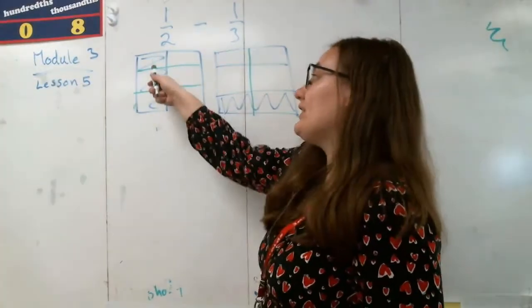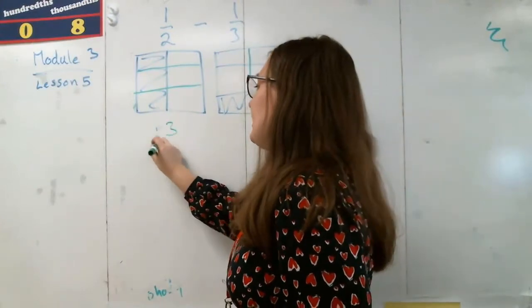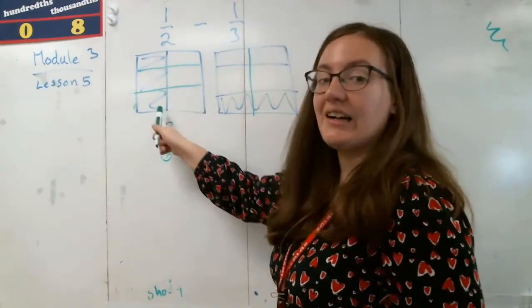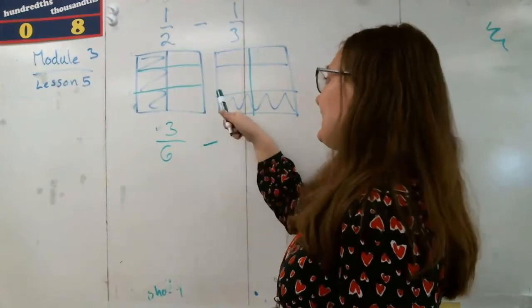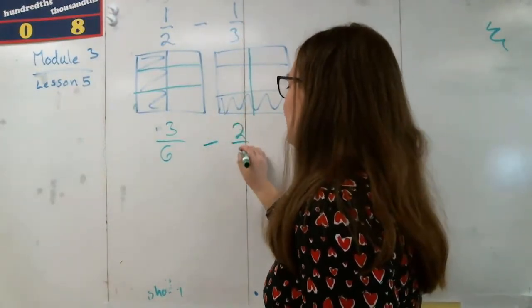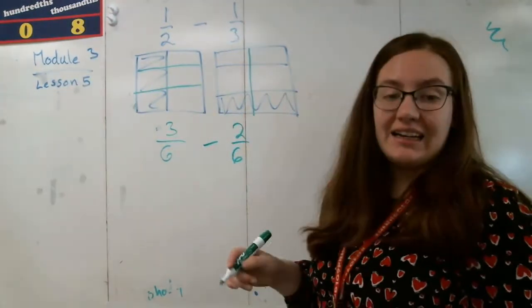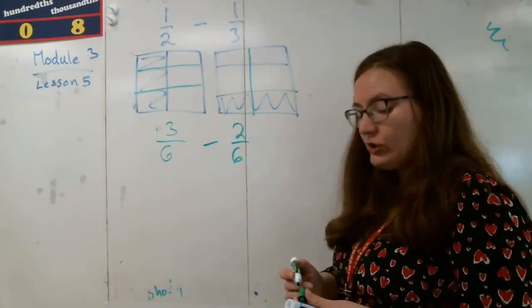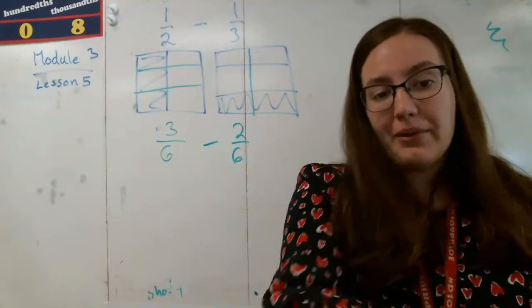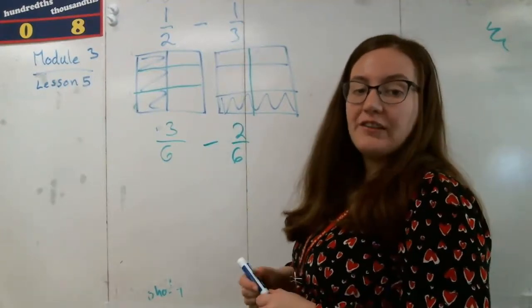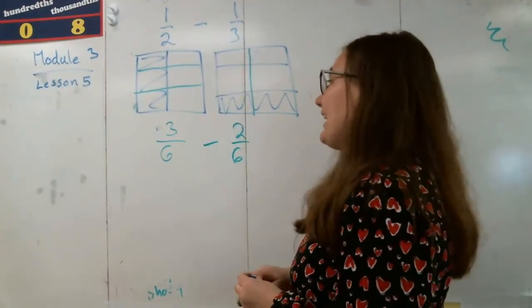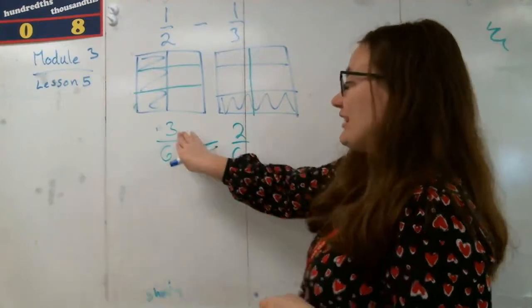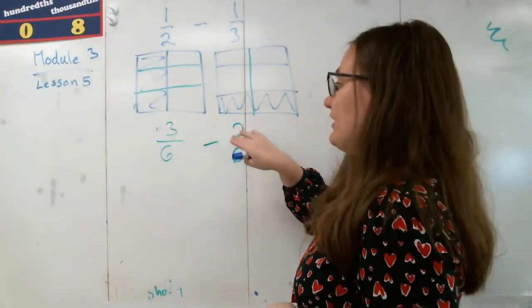So now I have 3/6, because there are 6 total parts, minus 2/6. And now I can solve this problem. Now there are two ways that I can solve this problem. The first way that I can solve this problem is I can take a look at this model, and it says 3/6 minus 2/6.